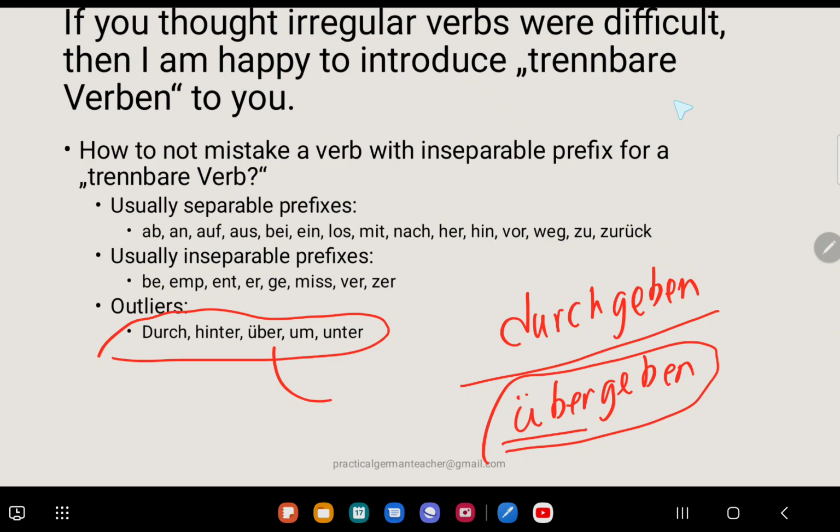Okay, I believe that's it. So what I'm trying to say is that sometimes, for example, I think here it is separable, durchgeben. And the reason I'm focusing on geben, so don't think geben is the only verb which can be used as a trennbare verb and combined with prefixes. There are many other verbs, right?